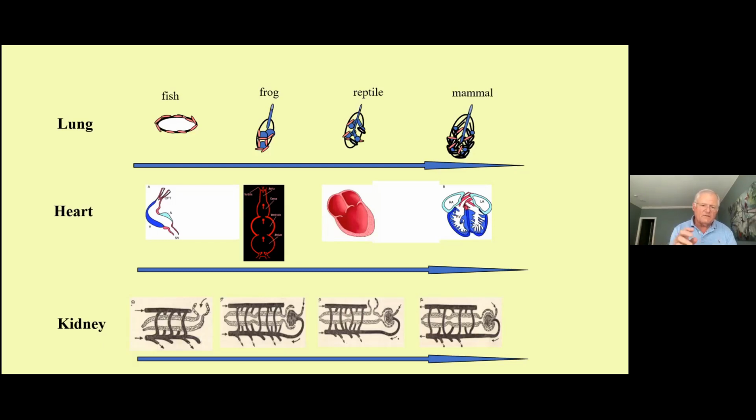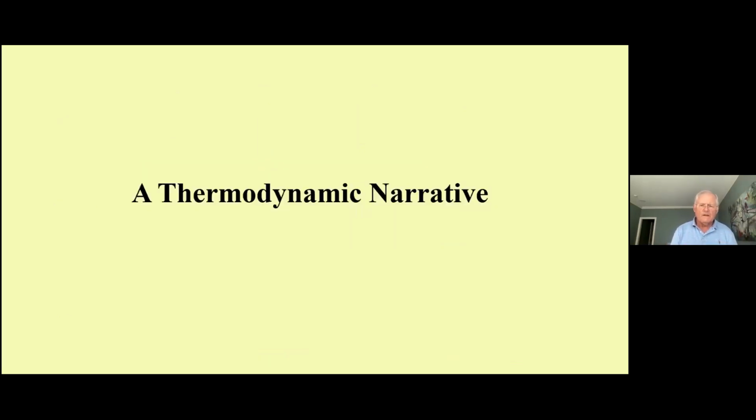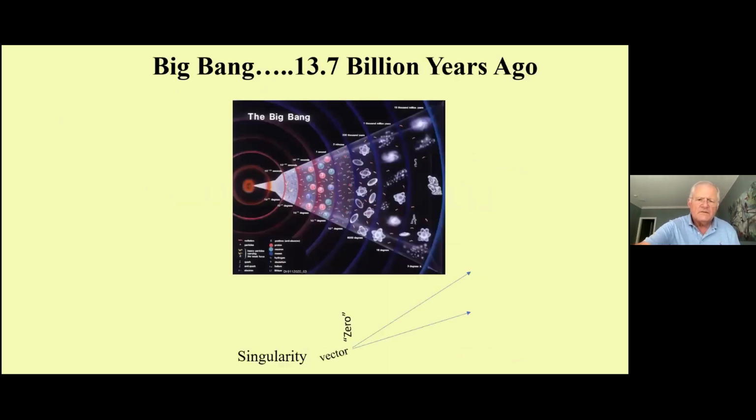The kidney, for example, which is homologous with the alveoli of the lung, does something of a similar nature by making the vasculature of the glomus of the fish kidney much more complicated and convoluted, literally, in order to maintain water and salt balance. Next slide. So a thermodynamic narrative would go as follows. Next slide. You have the Big Bang 13.7 billion years ago, beginning theoretically with a singularity of some sort, and then that generated a force vector at 0.